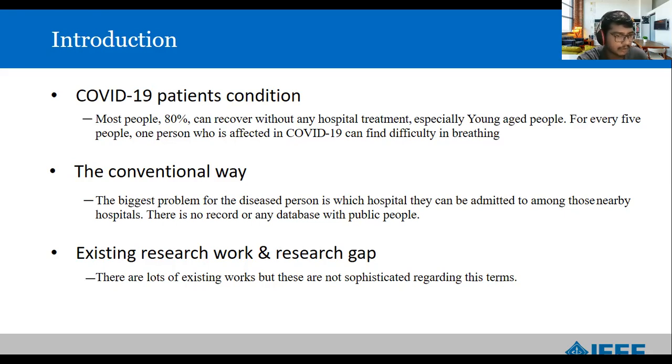There is lots of existing work, but it is not sophisticated regarding these terms, because existing works are done in different domains. In this domain, many researchers proposed future case prediction of COVID-19, or prediction of death rate, or they predict which area is in danger. Some are providing both combined services over phone calls or manually with an application.